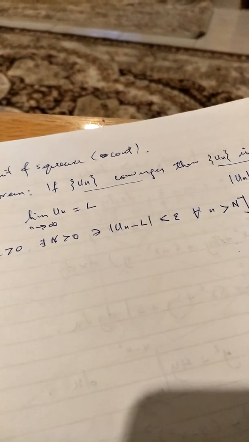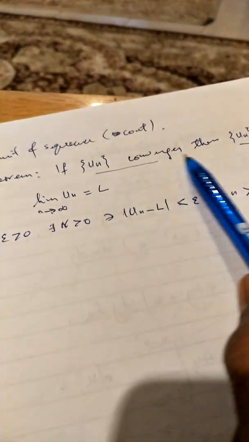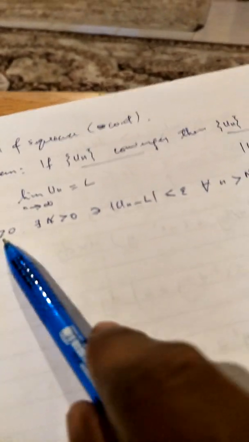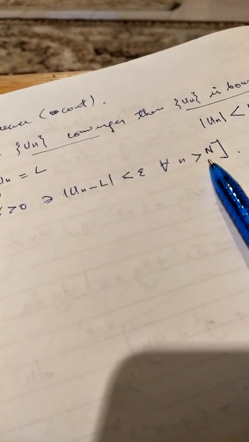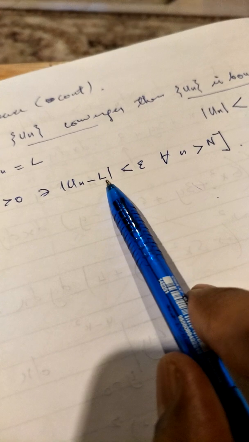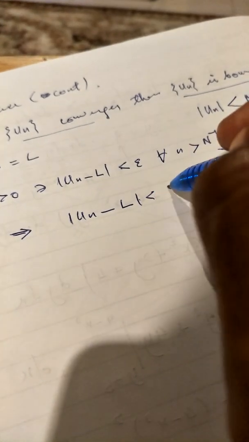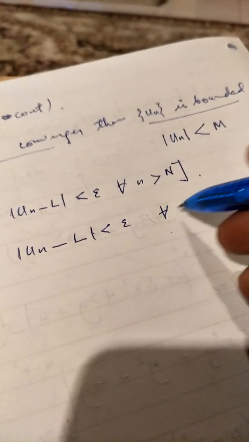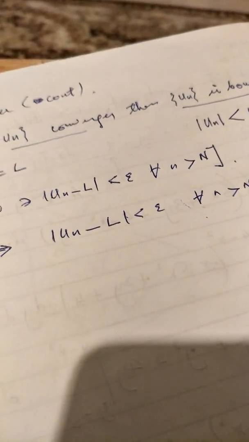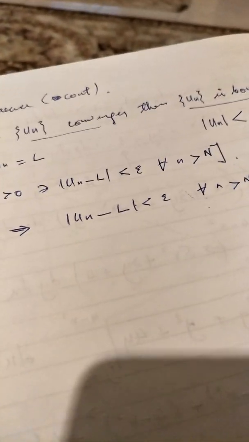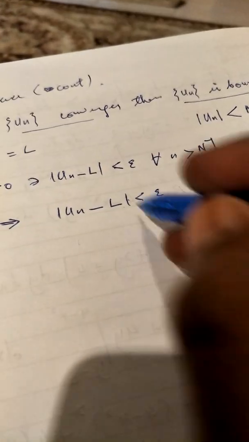We can use this because we were given that un converges, so we can use this statement. Now let's say there exists such a capital N, then the limit of the sequence exists. So from there we can write the absolute value of un minus L is less than epsilon for all n greater than N. The reason is that un converges, so we can do that. From that inequality you can take off the absolute symbol, so we have un minus L less than epsilon and greater than minus epsilon.